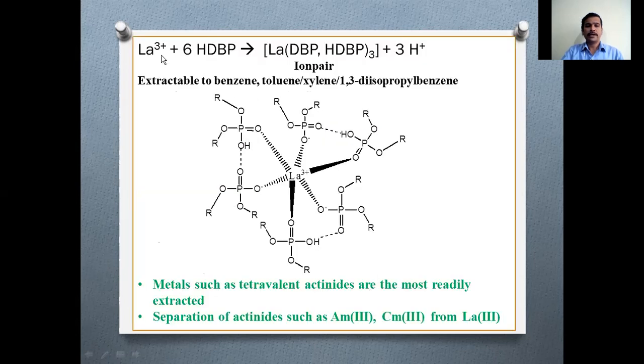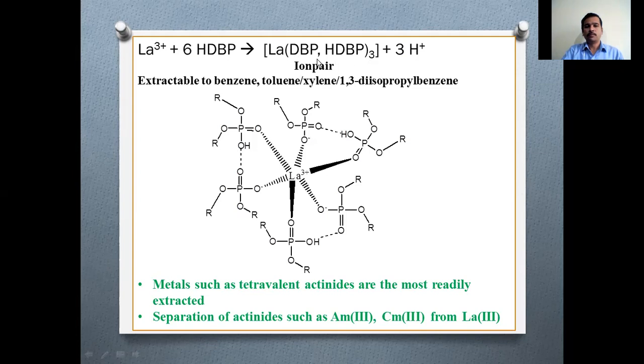You can see here, you take lanthanum ion, which is trivalent in state. If you treat with 6 moles of HDBP, coordination takes place from HDBP to form this complex. La3 plus will be the central metal ion, and DBP and HDBP will be involved in the solvation process, in the coordination process, in order to neutralize this trivalent charge of lanthanum. Therefore, an ion association complex of lanthanum, DBP, HDBP will be possible.